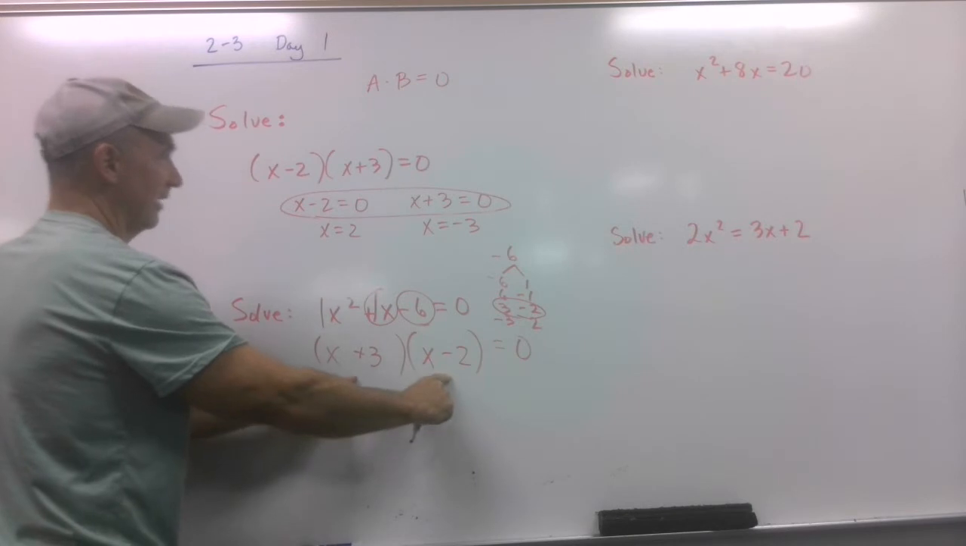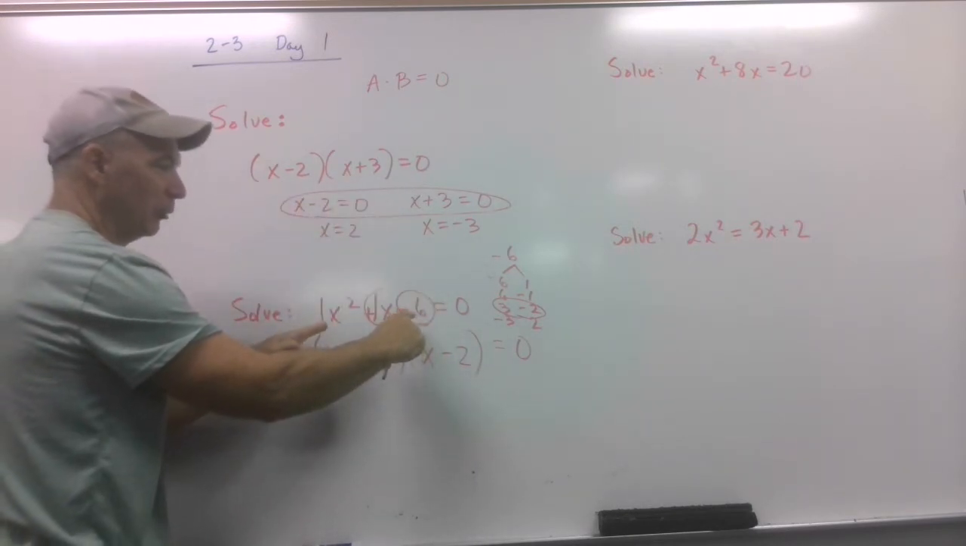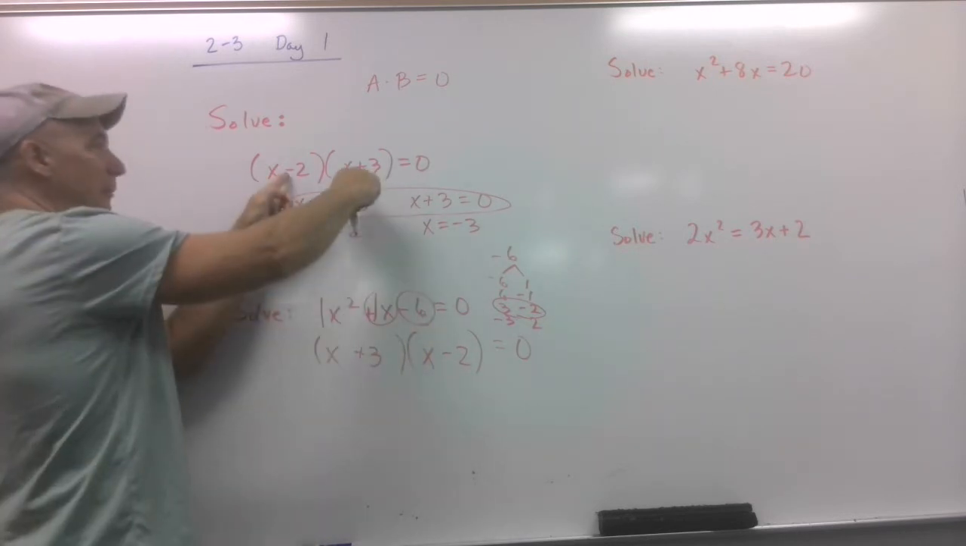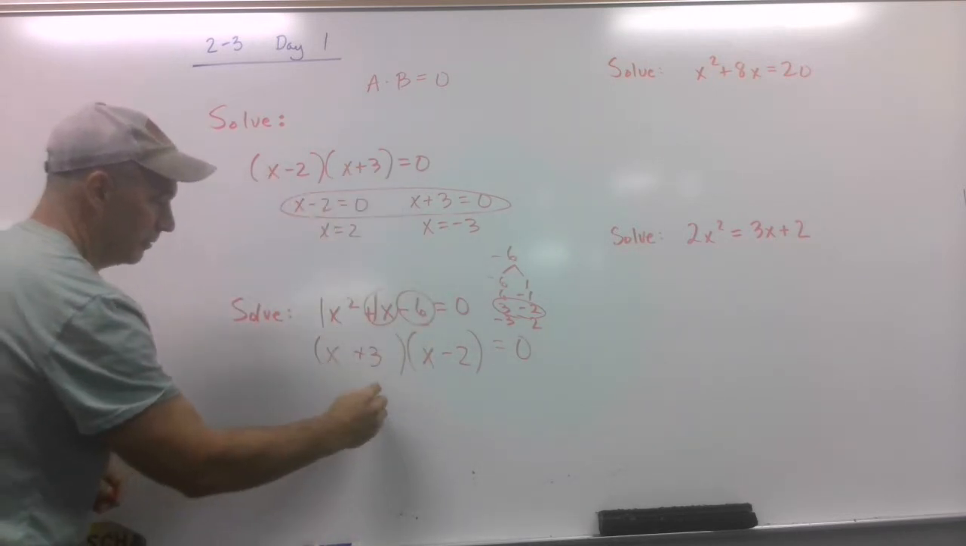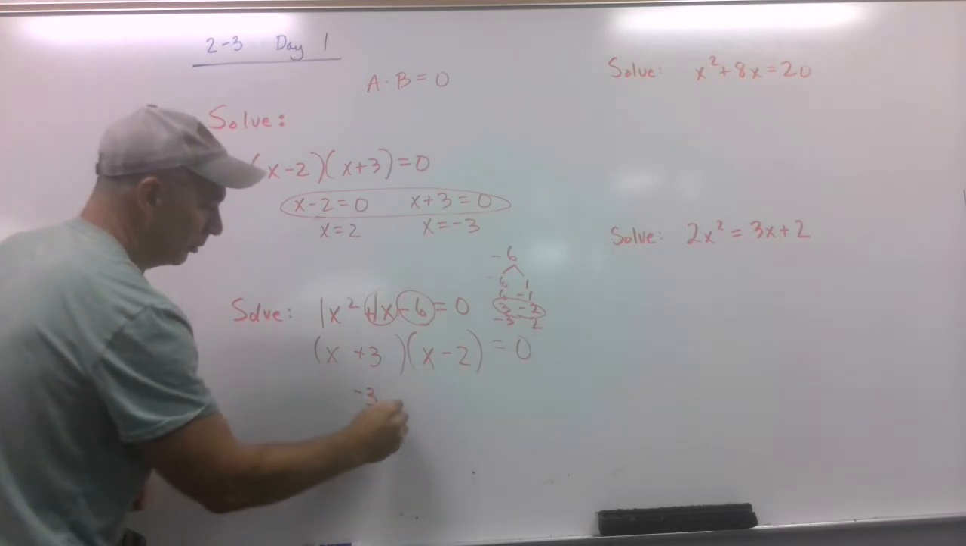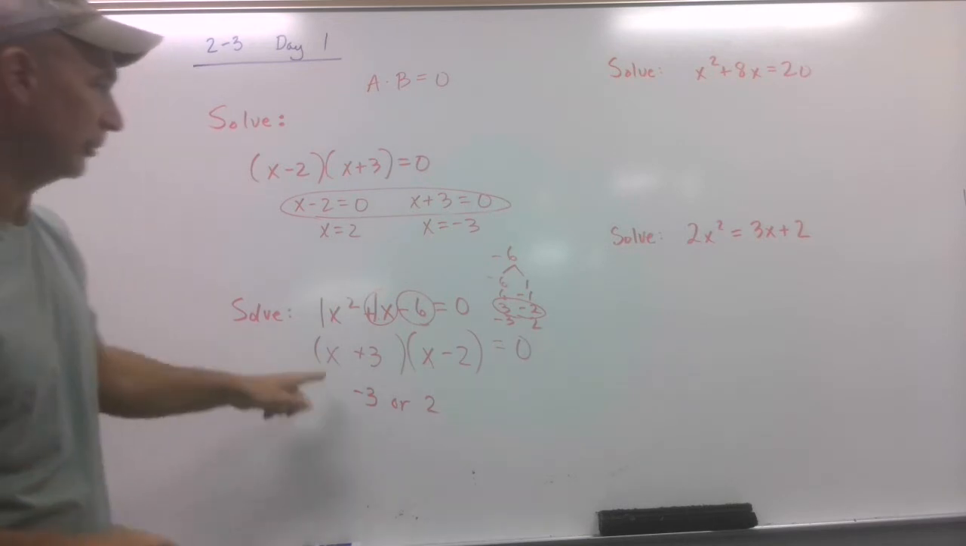You notice this is the same thing as this? So this was just disguised. It includes one extra step to get to the easy part. So that's why you have to know how to factor these. So what plus 3 is 0? Negative 3. What minus 2? 2. And there is your solution.